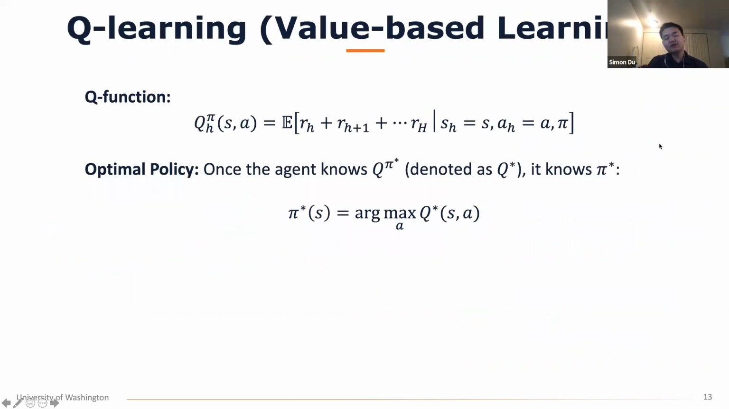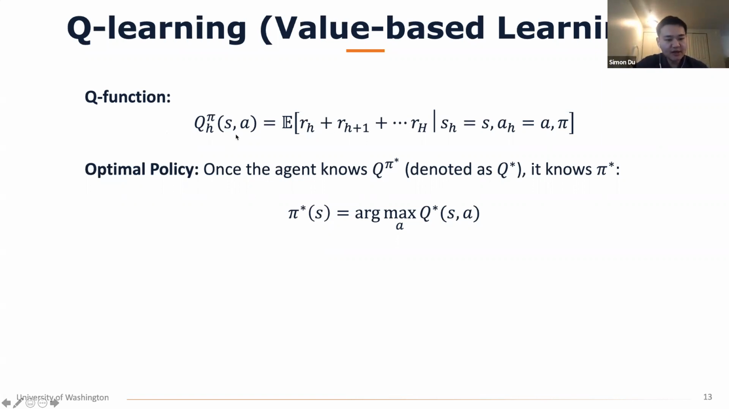Today I'll mostly focus on Q-learning and policy-based learning. Let me give you a setup of what Q-learning is. Q-learning is based on the concept of the Q function. This is the definition of the Q function. The Q function depends on a fixed policy pi. Remember, a policy is a mapping from the state to the action.